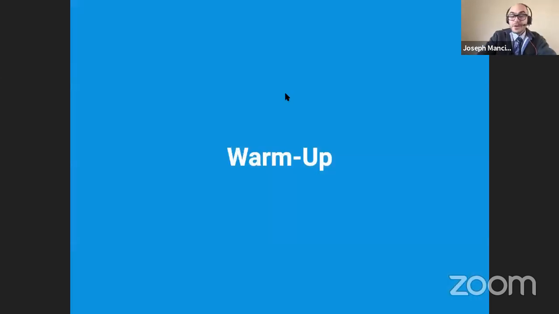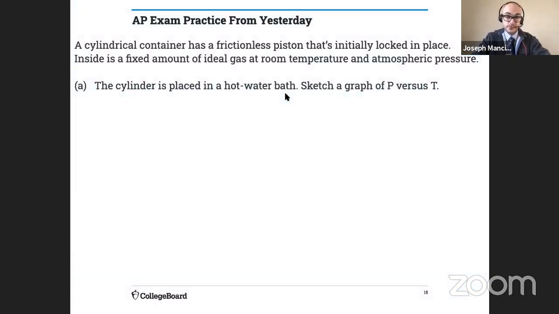Big day. So we're going to start with a warm-up where we left off yesterday, a cylindrical container with a frictionless piston initially locked in place, inside of which there is a fixed amount of ideal gas that is initially at room temperature and 1 atm of pressure. The cylinder is placed in a hot water bath. So the whole thing is just dunked. And you had to sketch a graph of pressure versus temperature. Well, right in the prompt, you can see that the piston is locked in place. It can't move. That means the volume is constant.